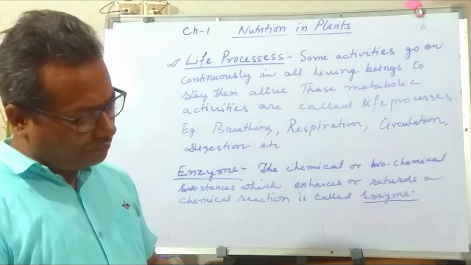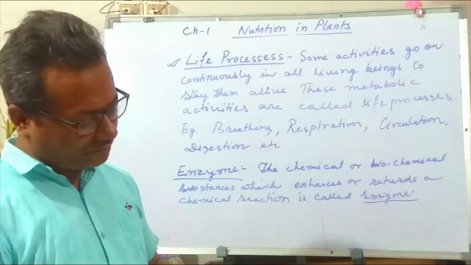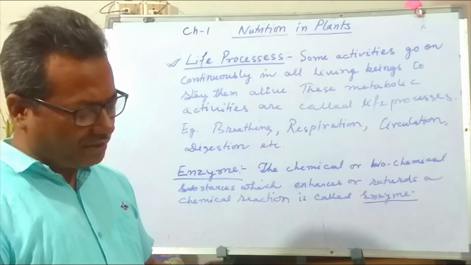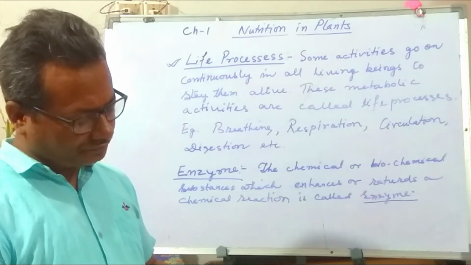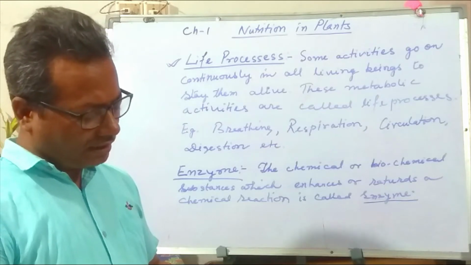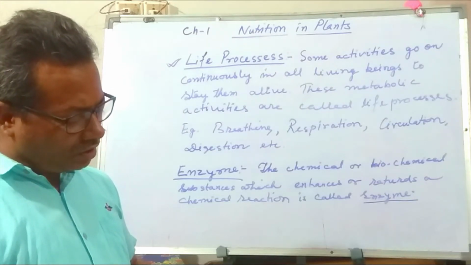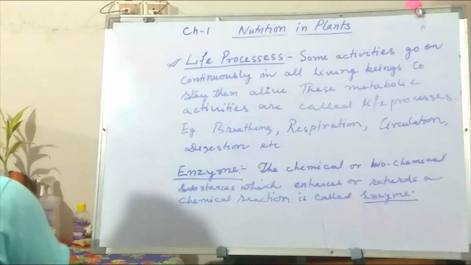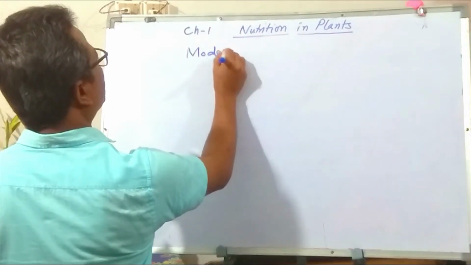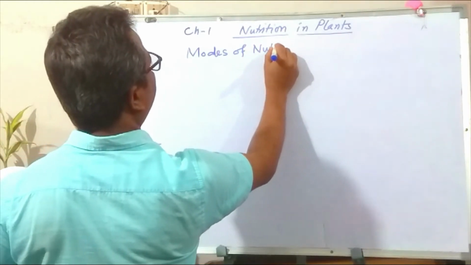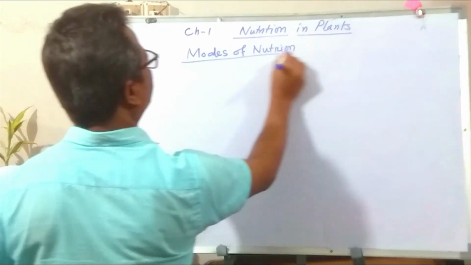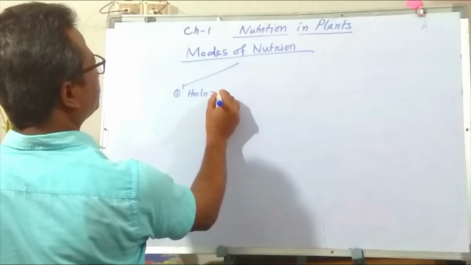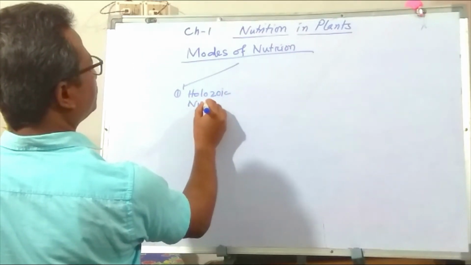The basic components of food for all plants and animals are the same. These components are carbohydrate, protein, fat, vitamins and minerals. Plants can produce vitamins and other growth regulators within their body, but animals cannot. Now we are going to read about modes of nutrition. One is holozoic nutrition.